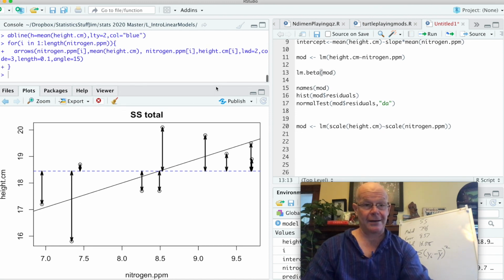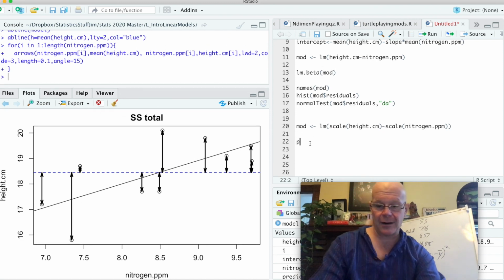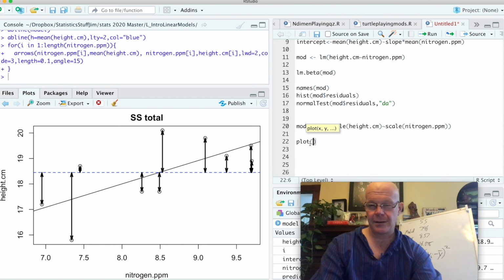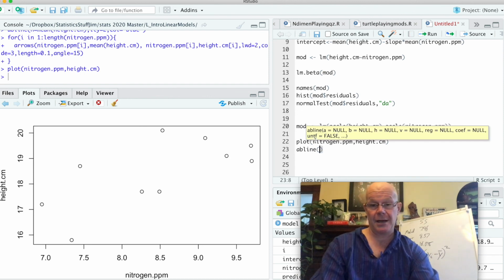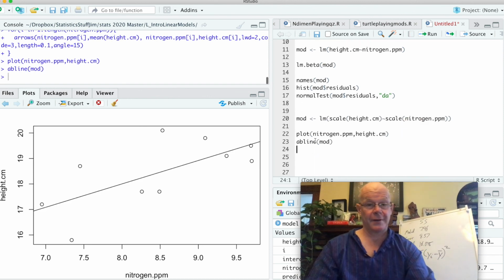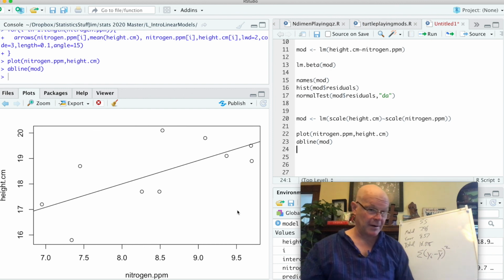So let's go back and let's plot our actual real data again. The x-axis is nitrogen, the y-axis is height. Let's see here. There's our thing. And then I will say abline, our model. Okay, so there's our beautiful model. We're really proud of it.